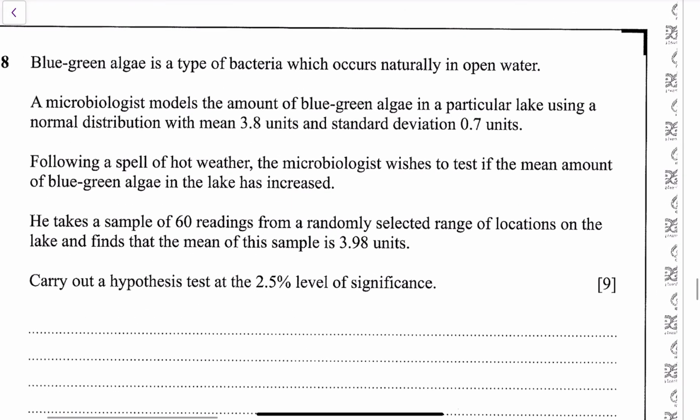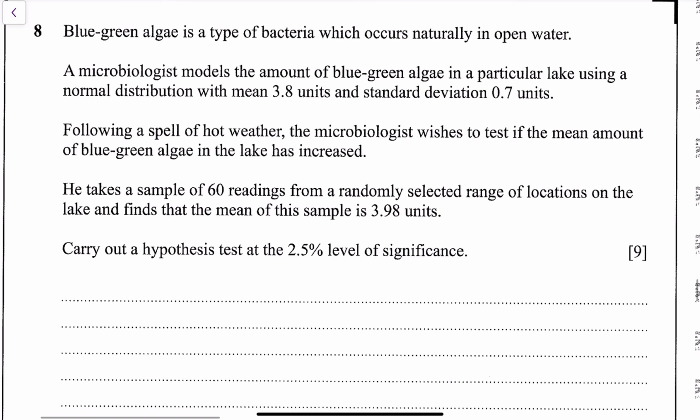Right, blue-green algae is a type of bacteria which occurs naturally in open water. A microbiologist models the amount of blue-green algae in a particular lake using a normal distribution with a mean of 3.8 units and a standard deviation of 0.7. Following a spell of hot weather, the microbiologist wishes to test if the mean amount of blue-green algae in the lake has increased. He takes a sample of 60 readings from a randomly selected range of locations on the lake and finds a mean of the sample to be 3.98. Carry out a hypothesis test at 2.5% level of significance.